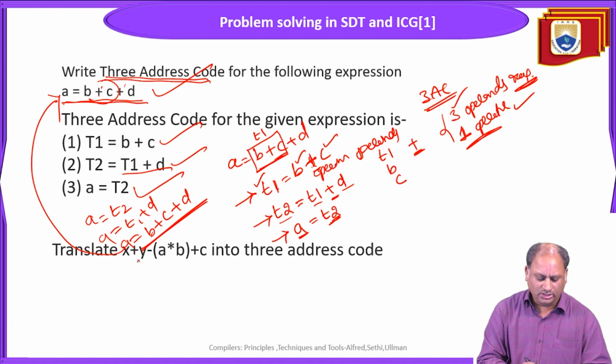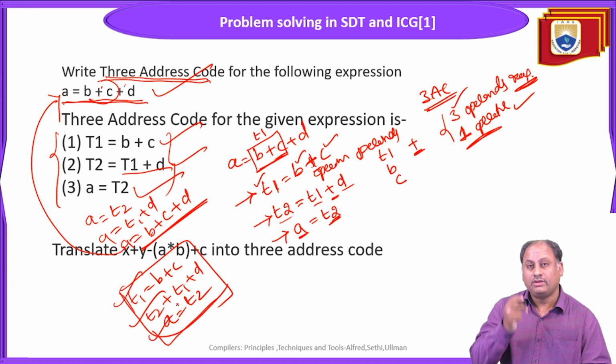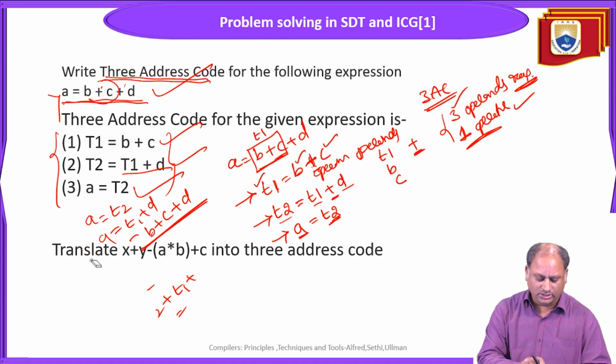But instead of writing this expression, the intermediate code generation, the 3 address code will be generated with the help of these 3 statements. So T1 equal to B plus C is one statement with a 3 address code, T2 equal to T1 plus D is a 3 address, and A equal to T2. So these are the 3 address statements, T1, T2, A, that are generated by this.